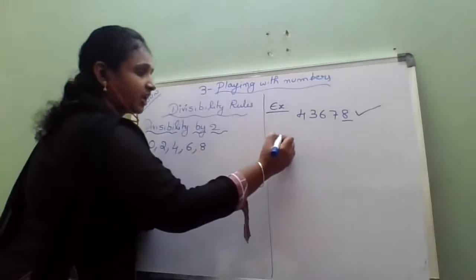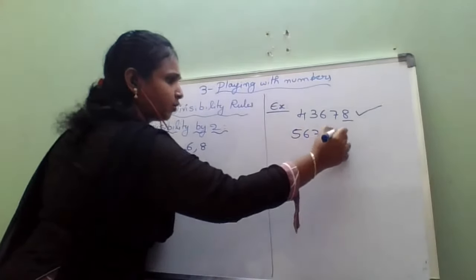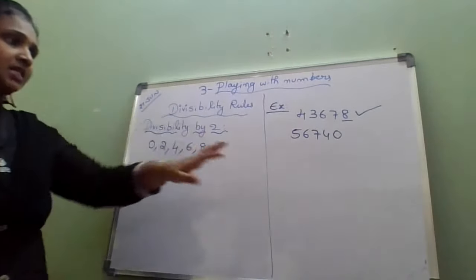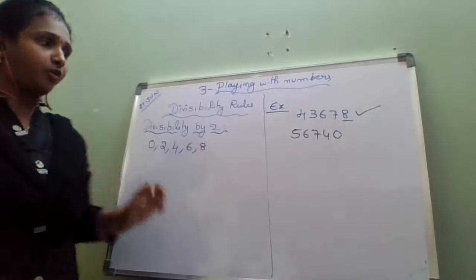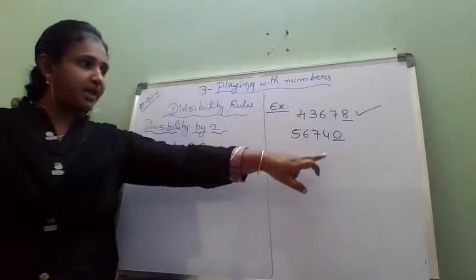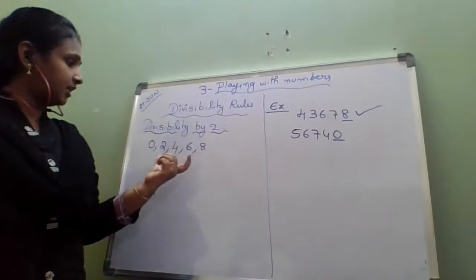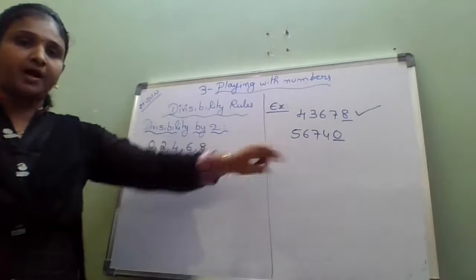So let's take one example, 56740. Is this number divisible by 2 or not? How will you check? Just check the ones place. What is the digit in the ones place? 0. So this number is divisible by 2.